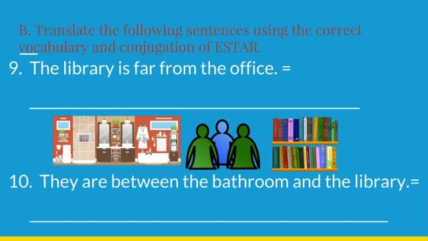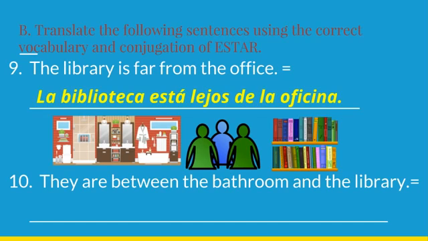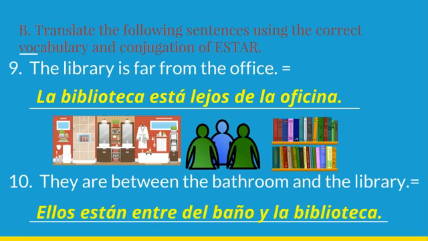So for número 9, we've got the library is far from the office. So la biblioteca is our library. Está is our is. Está lejos de la oficina. Far from the office. So lejos de la oficina. For número 10, they are between the bathroom and the library. So you're going to go with they are. So ellos están between, entre, del. And the reason, again, it could be of del is because we had entre de and then el baño. So entre del baño y la biblioteca.